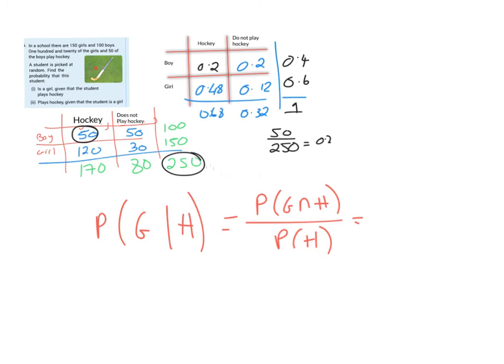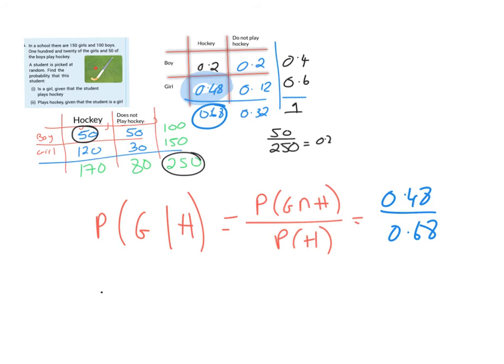So we are going to have the probability that you are a girl and you play hockey. I have it there circled in blue. So it's 0.48 all over the probability that you play hockey, which is 0.68. You can break that down a little bit further.